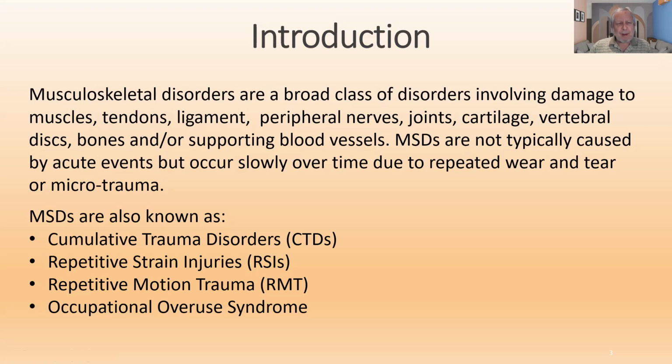Musculoskeletal disorders are not typically caused by acute events, such as an accident or a trip and fall, but occur slowly over time, which we call what? As opposed to acute, it's chronic, due to repeated wear and tear or microtrauma. The term we use for that repeated wear and tear that's going to get to you sooner or later is called microtrauma.